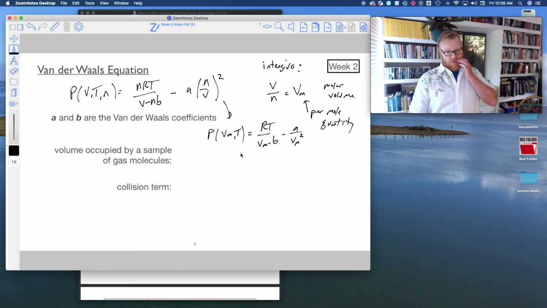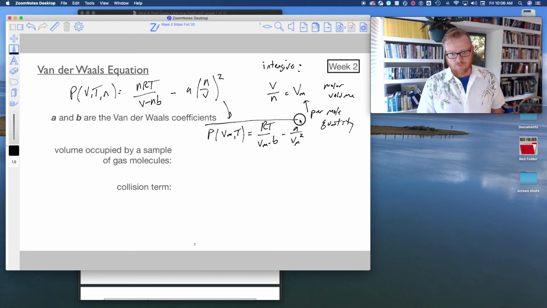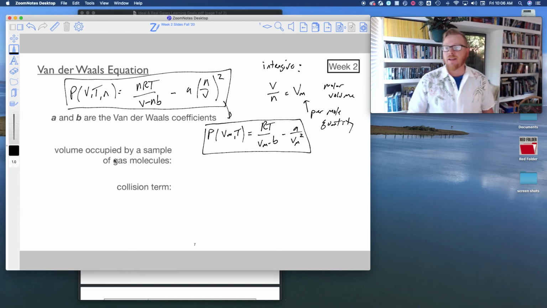So both of these versions of the van der Waals equation are perfectly legal. It's just a matter of how many states or how many variables you want to keep track of. Okay, so get used to seeing both versions of these types of quantities. Okay, and so as we said, a and b are the van der Waals coefficients.